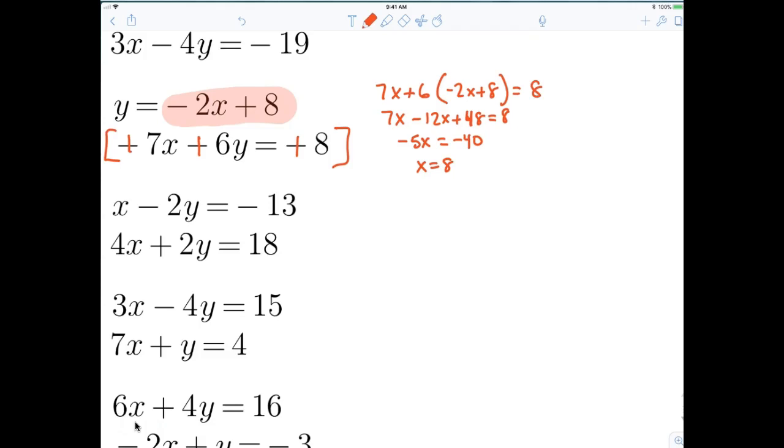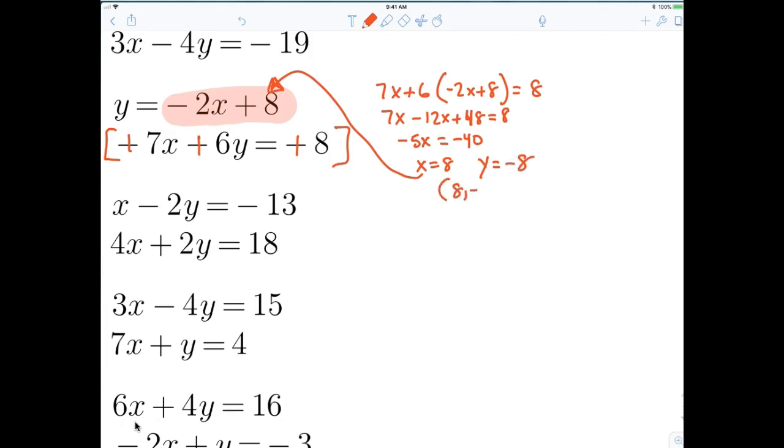So now if x equals 8, I'm plugging that back in to the easiest equation. So what's y? Negative 16. Oh, sorry. Negative 8, right? I want you to do the math. Negative 2 times 8 is negative 16 plus 8, which is what? Negative 8. Is everybody happy with me on that? So my answer is 8 comma negative 8. Is everybody okay with that?